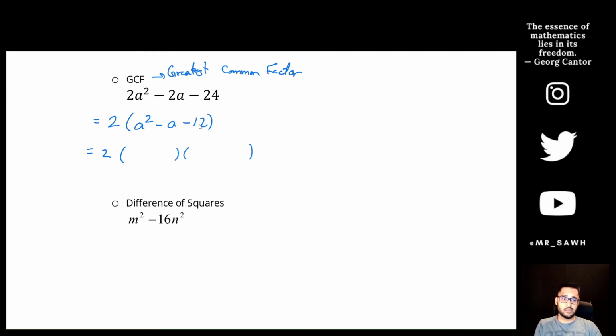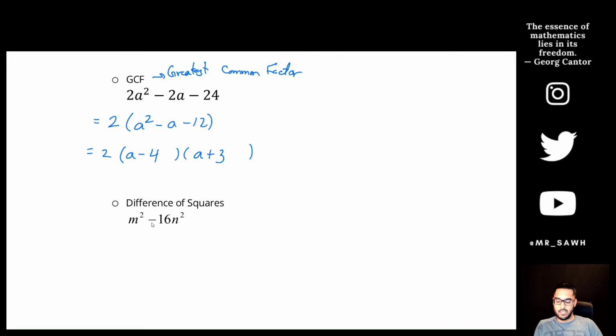If I factor this one, again finding those two numbers to satisfy those two conditions, multiply to negative 12, add to negative 1, you're going to see it's a minus 4 and a plus 3. So I've got it factored, and this represents the same thing as our polynomial in the beginning.